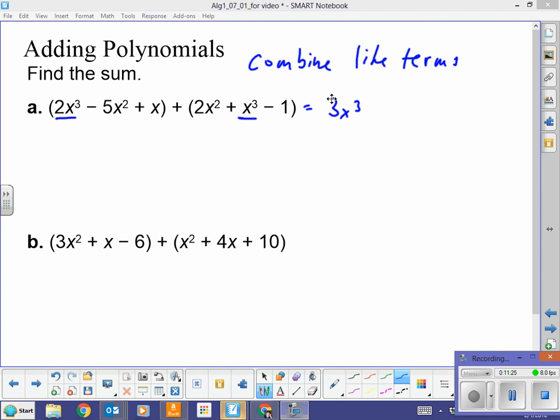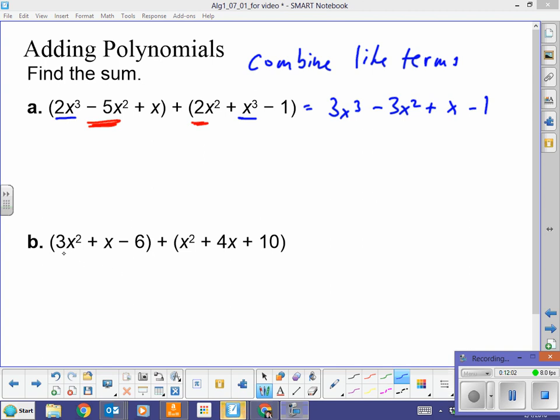And I try to go in descending order as I add. You don't have to. You can add them up and then put them in descending order. Typically, you're going to be asked to put your answers in descending order. My squares, I've got negative 5x squared plus 2x squared. So negative 5 plus 2, negative 3x squared. Then I have just an x and just a negative 1. So plus x minus 1. We're just combining like terms.